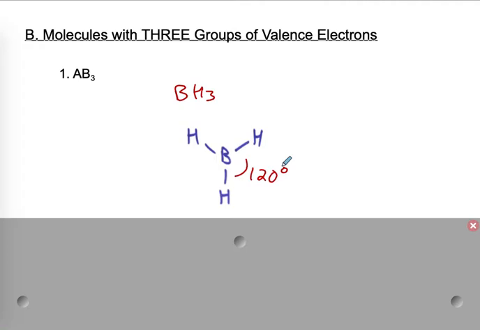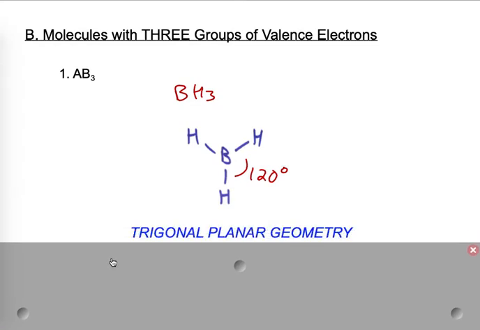Imagine that molecule being inscribed in a circle. A circle is 360 degrees. 360 divided by 3 is 120 degrees. We name this geometry trigonal planar. Trigonal because there are 3 bonded atoms. Planar because the molecule is completely flat.